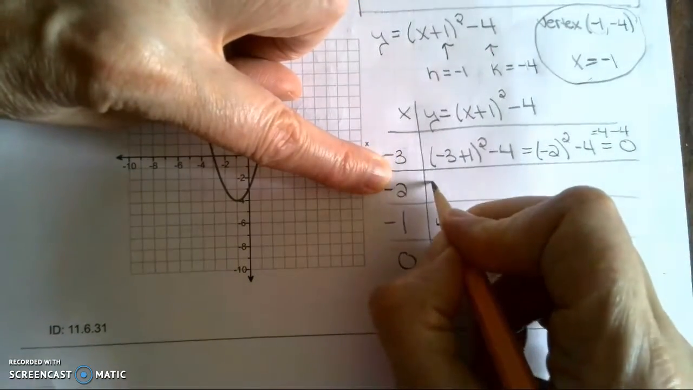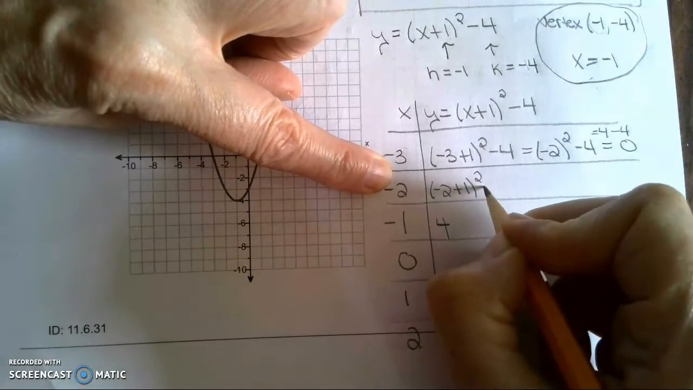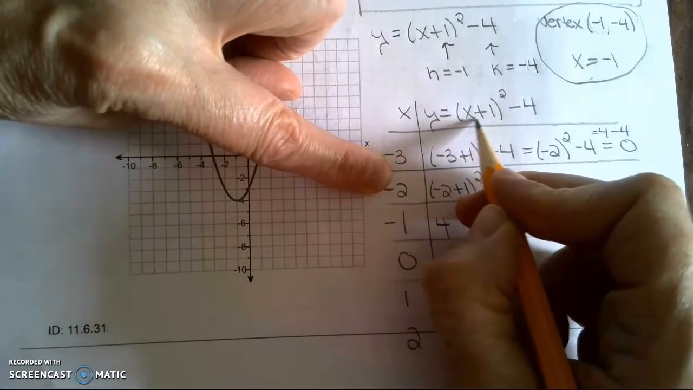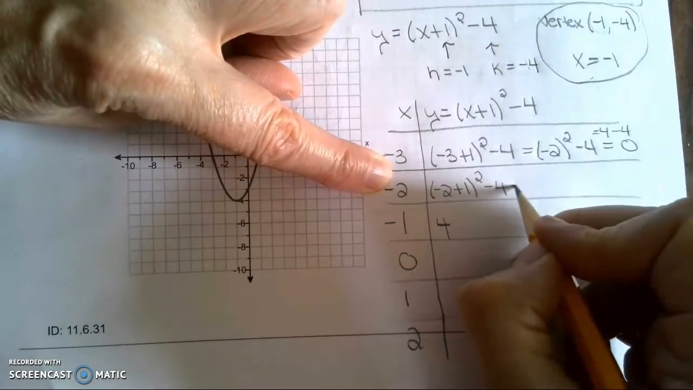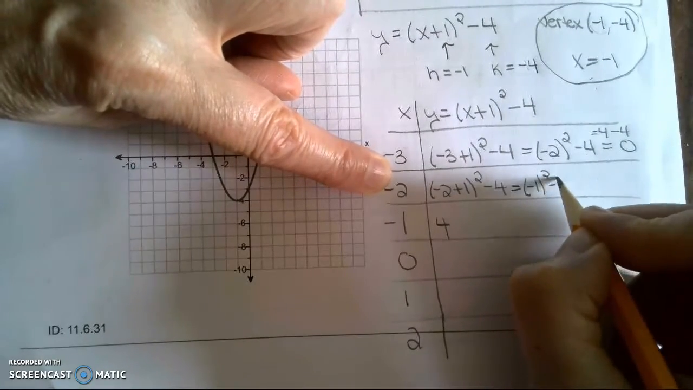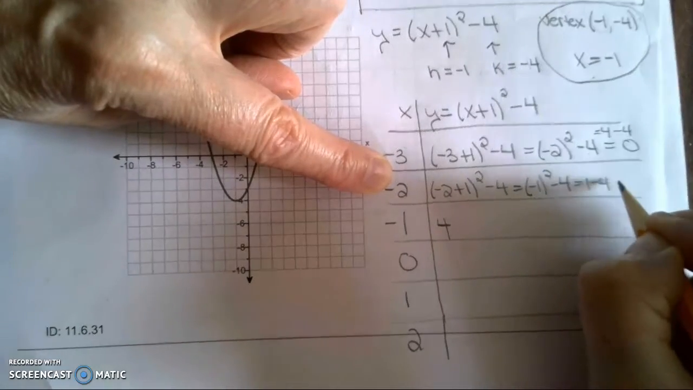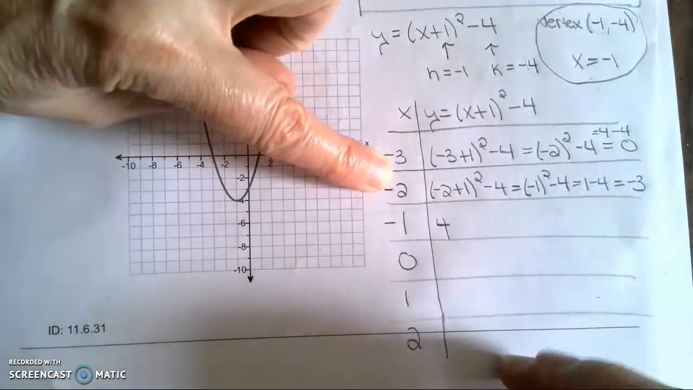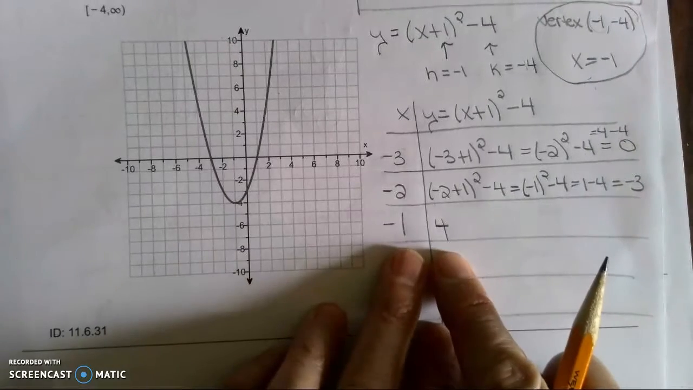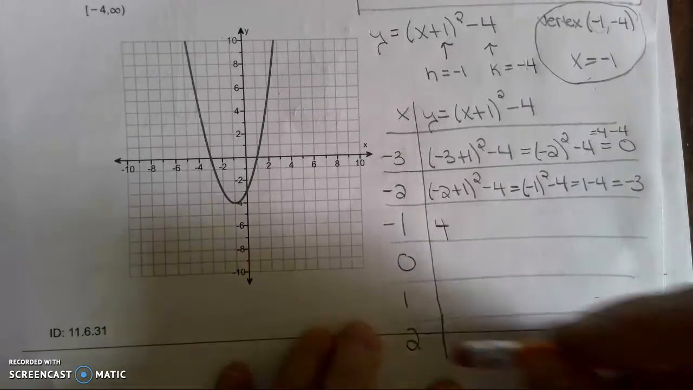Now I'll plug in negative 2. I'm going to try to write smaller now so I can squeeze this in here. Again, I just plug negative 2 into this expression right here. That gives me negative 1 squared minus 4, which becomes 1 minus 4, which is negative 3. Okay, so that gives me another point. This is my vertex, so I don't need that one. And then we probably need maybe 2 points. In fact, I don't think I'm going to even do this one.